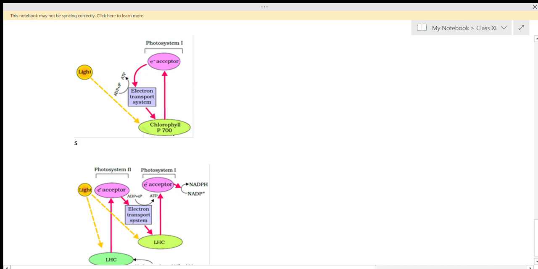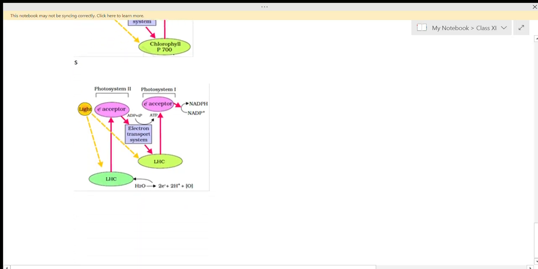It is not transferred to photosystem 2. Light of 700 nm wavelength is absorbed by photosystem 1. Electrons become excited and are accepted by the electron acceptor. Then electrons are transferred to the electron transport system that is made up of cytochrome, and then electrons come again to photosystem 1. So in this process ATP is produced. This is the cyclic photophosphorylation, taking place within one system.